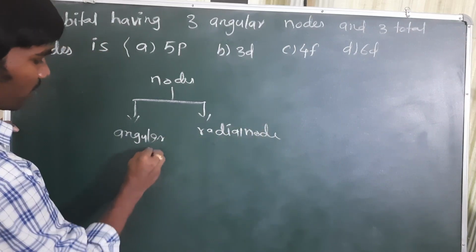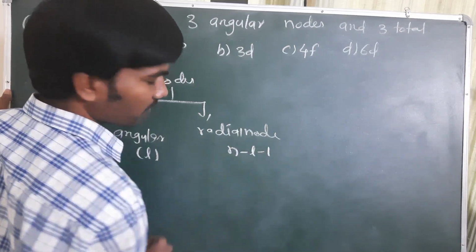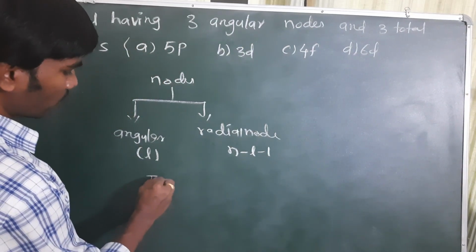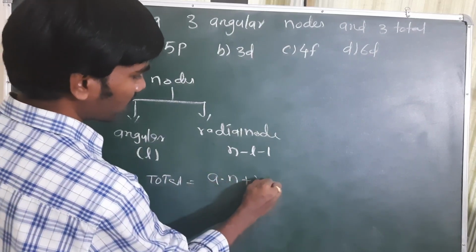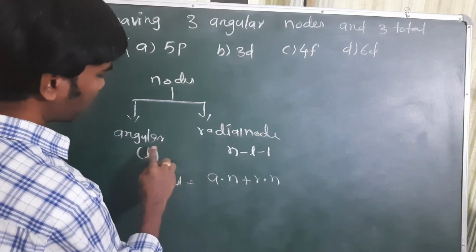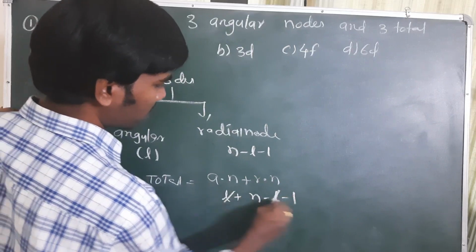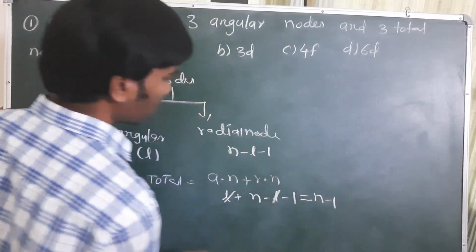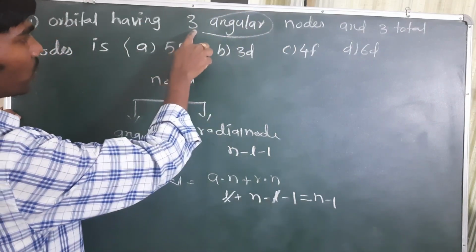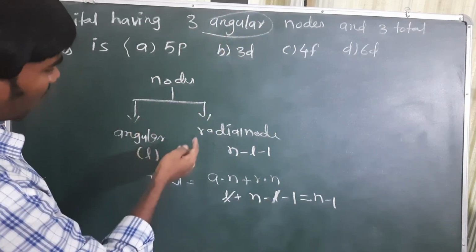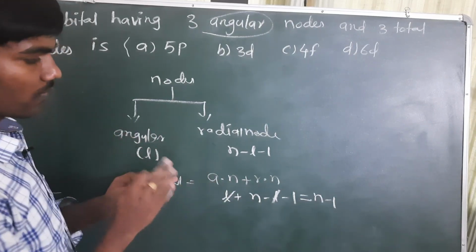Angular nodes can be represented by L, and radial nodes can be represented by n minus L minus 1. So total nodes is equal to angular nodes plus radial nodes, that is L plus n minus L minus 1, which is equal to n minus 1. They are asking about angular nodes, right? So the angular nodes value and total nodes value should be 3.